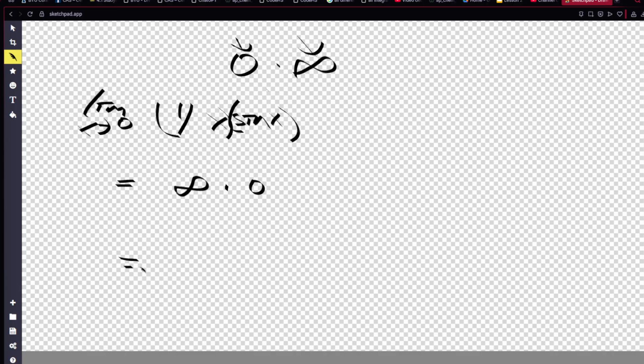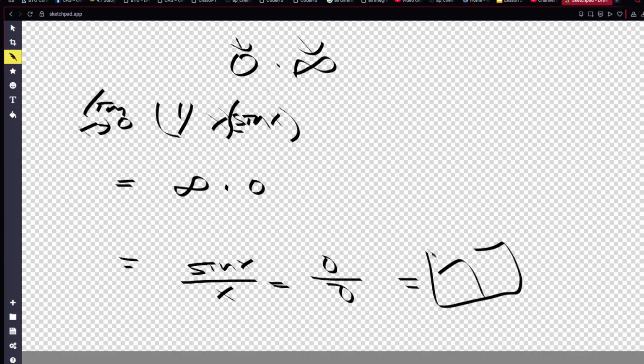But we can rewrite this as sine x divided by x to get 0 over 0, and then we can differentiate both sides. But we already know this limit. It's just going to be equal to 1. So essentially, you have to get it into a suitable form such that you can apply L'Hopital's rule.